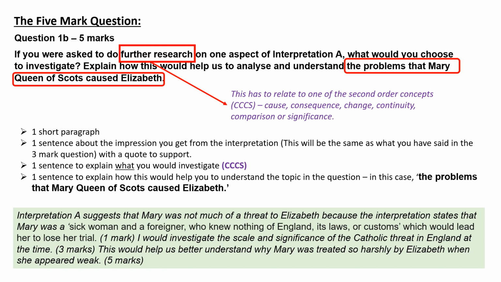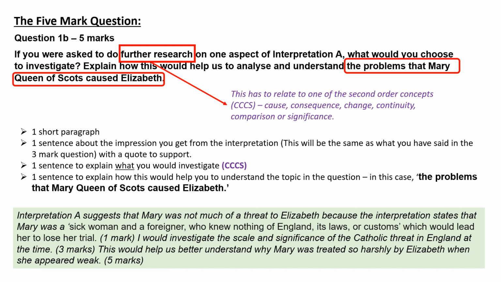Interpretation A suggests that Mary was not much of a threat to Elizabeth because the interpretation states that Mary was a sick woman and a foreigner who knew nothing of England, its laws, or its customs, which would lead her to lose her trial. So at this point we are on 1 mark. We've summarised what's already been said really in question 1A. We've given the impression that Mary wasn't the biggest threat because, as we've said, she was quite defenceless. And we've given a quote to suggest how the interpretation does that. We then go on to say what we're going to investigate. So I would investigate the scale and significance of the Catholic threat in England at the time.